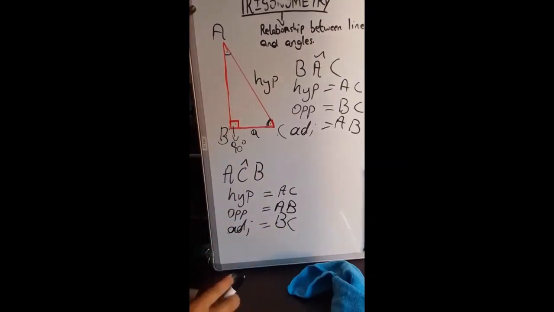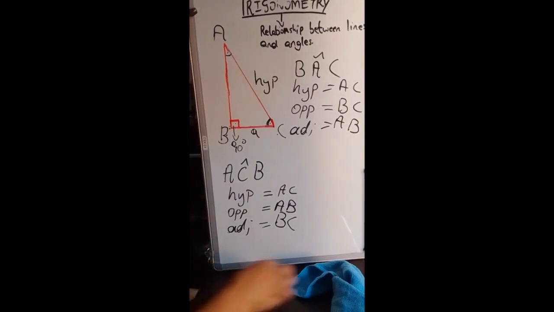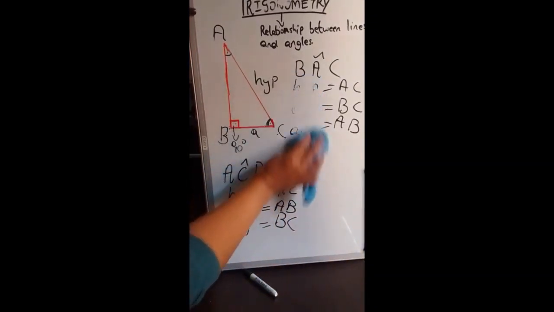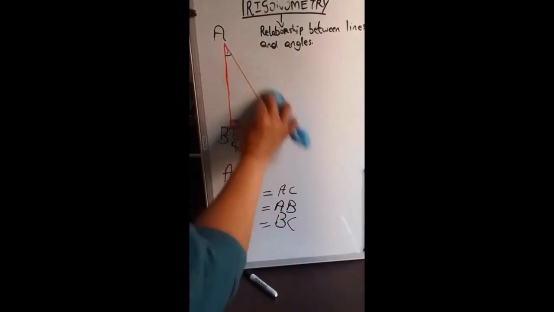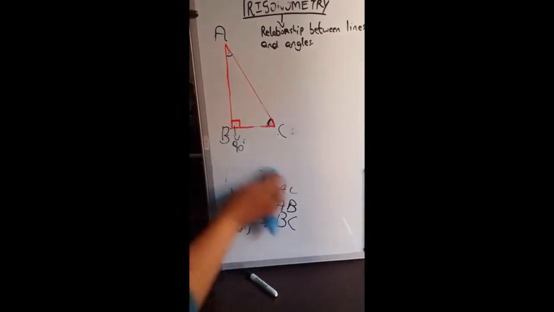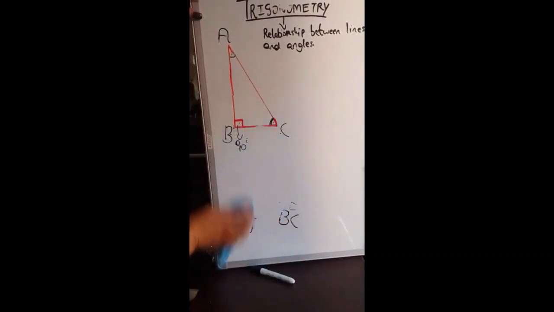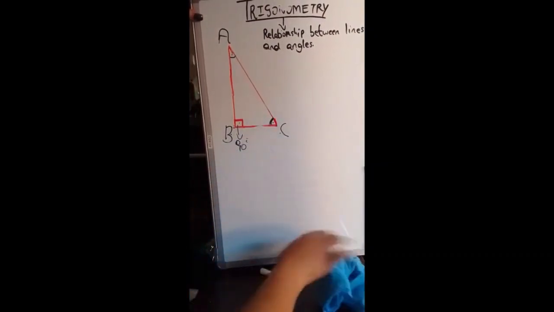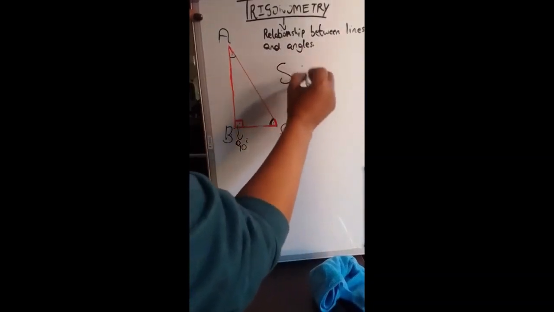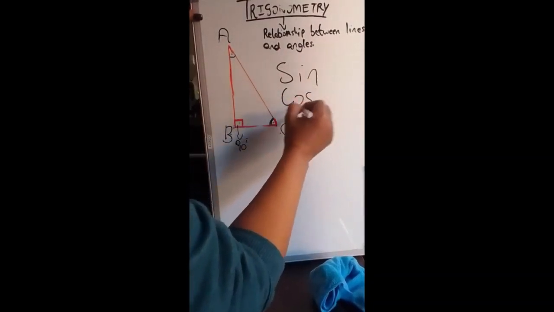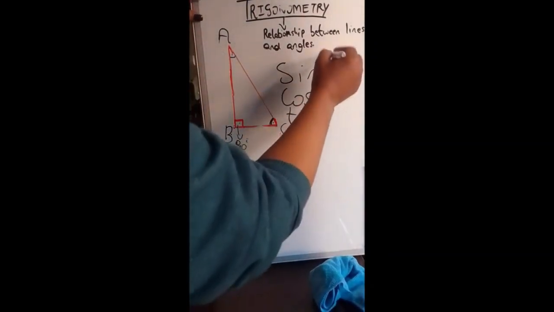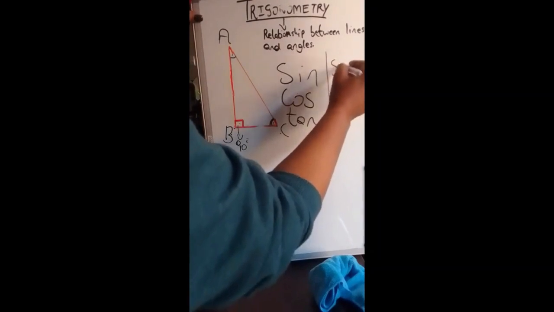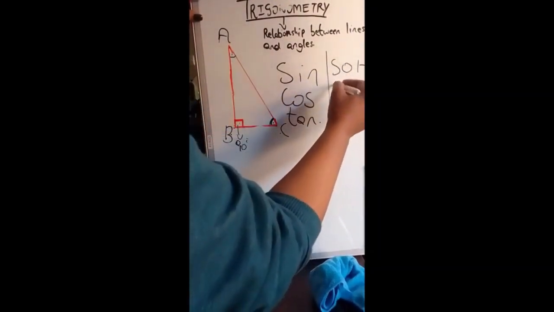All right. So now that we know what angles are and what lines are, what is then the relationship? We relate these angles and these sides with what we call trigonometric functions. These trigonometric functions are referred to as sine, cosine, as well as tangent. The relationship, we're simply going to refer to it as SOHCAHTOA.